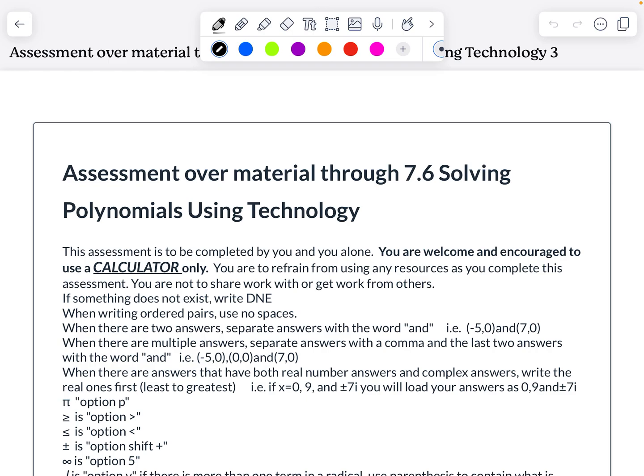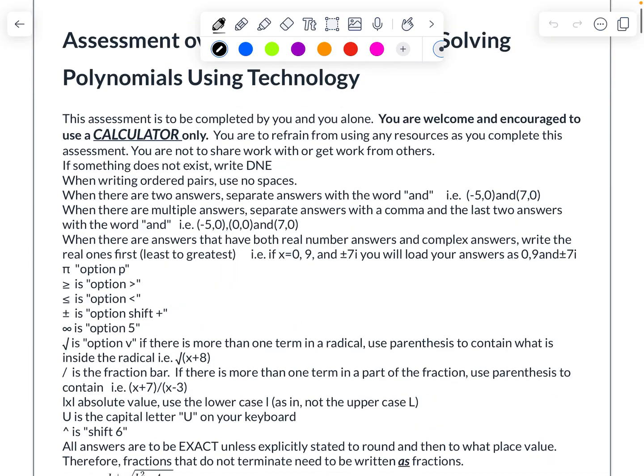Okay, friends, so I am going to walk through how to do the problems on this assessment. And as is always the case, you are never expected to watch the entire video, just the portion that you need. And I will try not to skip steps.